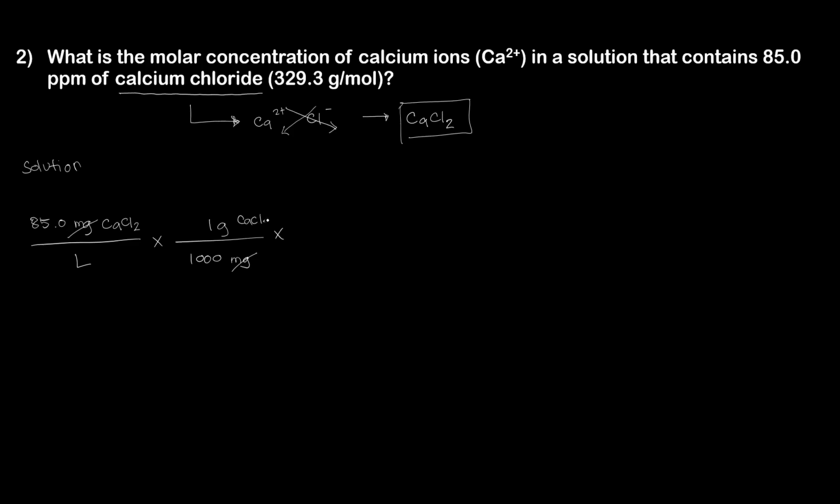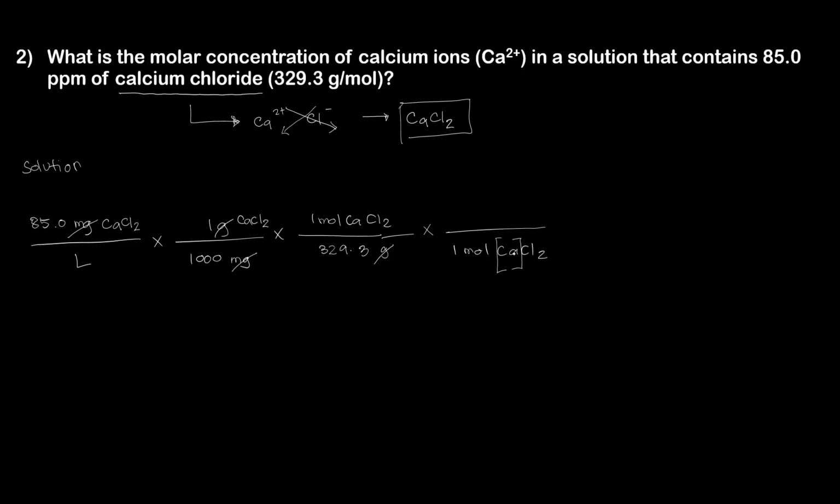Now we can cancel milligram and we're left with 1 gram. So this is CaCl2. We can use the molar mass given here. So 1 mole of CaCl2 is simply 329.3 grams. Now we can cancel the grams and we're left with mole CaCl2. But we want to get the mole of calcium 2 plus ion. So we need to use the stoichiometric coefficient to relate, right? So 1 mole of CaCl2, how many calcium ions are there? So let's focus on Ca.